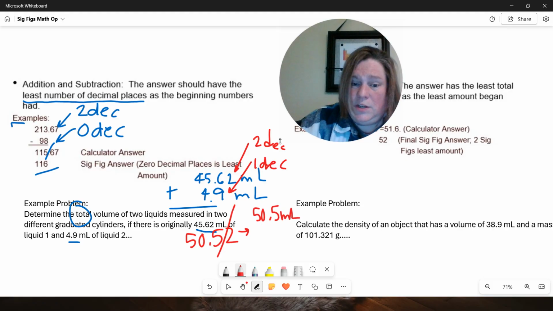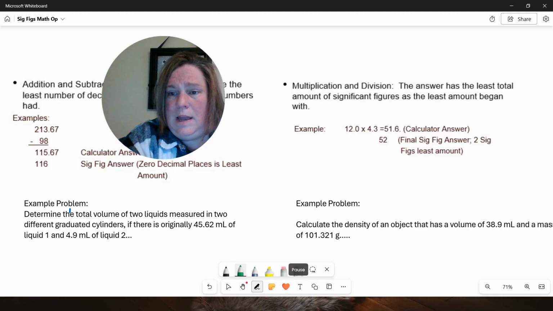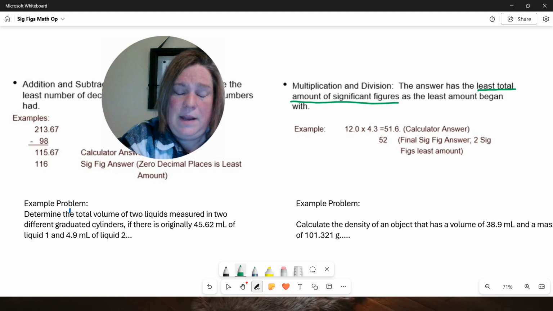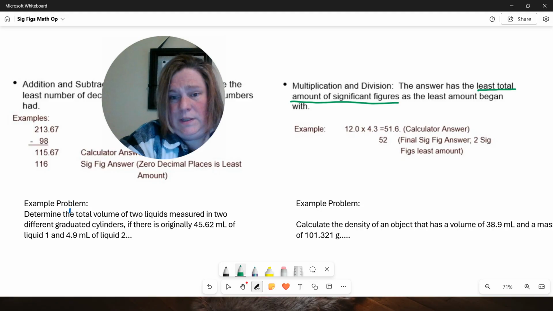Okay, so let's look at multiplication and division. In multiplication and division, the rule is different as the answer has the least total amount of significant figures. So in adding and subtracting, we kept the least decimals. In multiplication and division, we keep the least total sig figs.